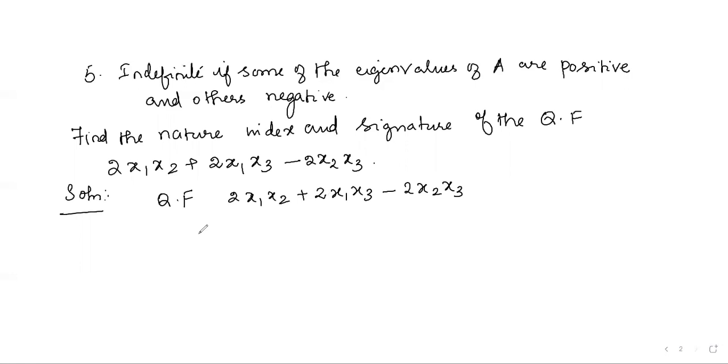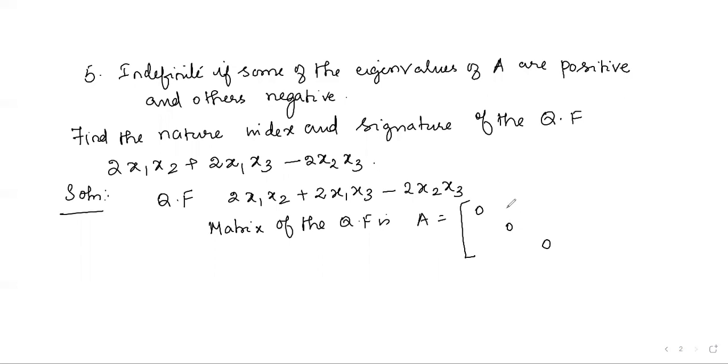So the first step, let us write down the matrix of the quadratic form. The matrix of the quadratic form is A. You know the procedure to find out the matrix. Here there are no diagonal elements because there is no x1 square, x2 square and x3 square, and therefore the diagonal elements are 0 here. Whatever is missing is taken to be 0.